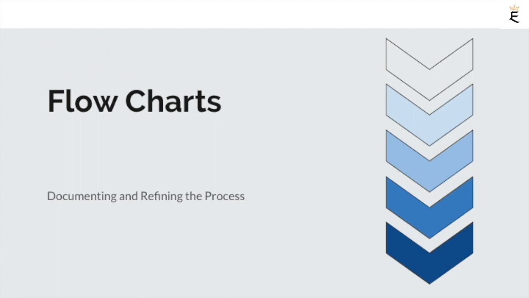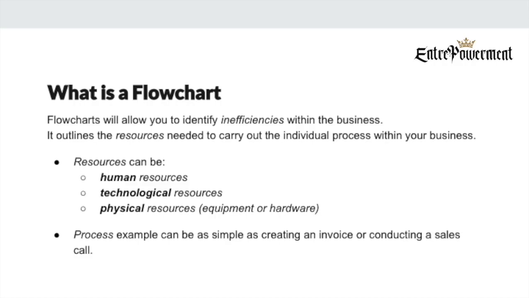Your organization is a machine made up of many connected gears. If one gear or process disconnects or breaks down, the whole system suffers. Flowcharts will allow you to identify inefficiencies within the business. It outlines the resources needed to carry out the individual process within your business. Resources can be human resources, technological resources, or physical resources like equipment or hardware. A process example can be as simple as creating an invoice or conducting a sales call.